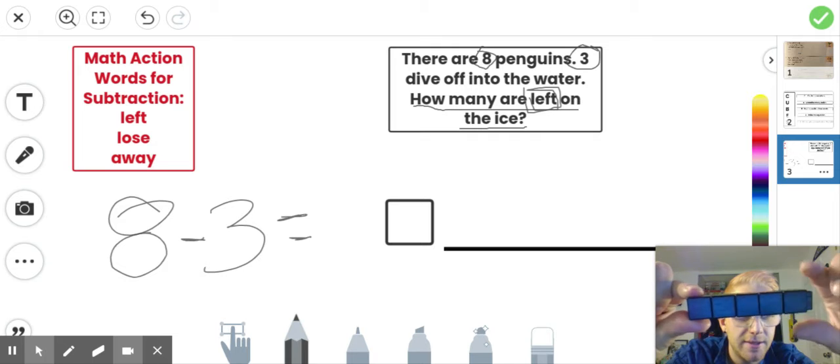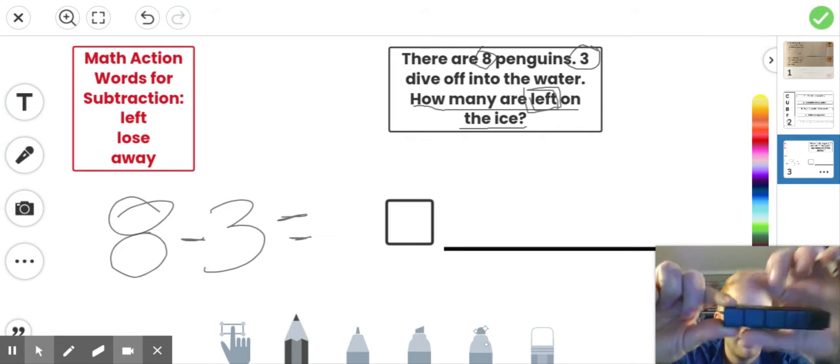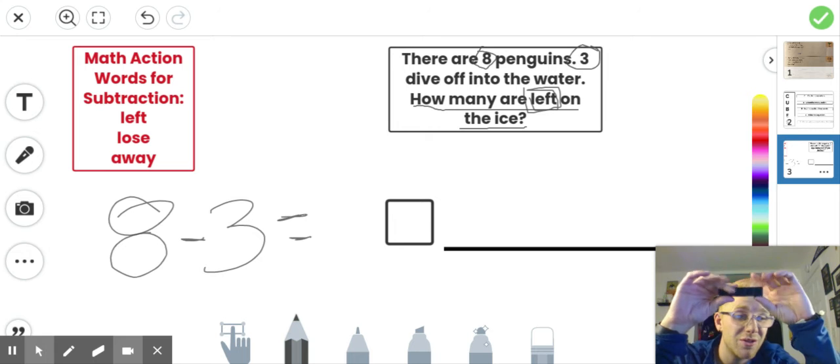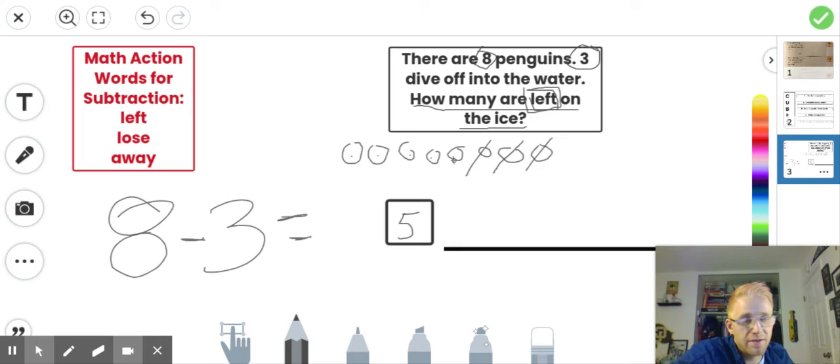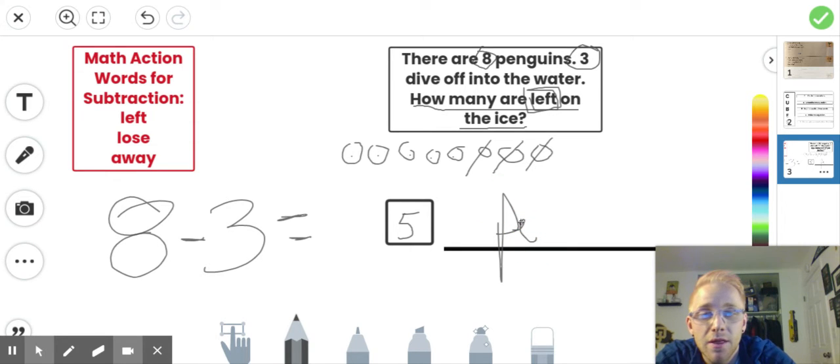Now I'm going to look at it and I'm going to see that I have 1, 2, 3, 4, 5 left. You have some pieces at home that you can use to do these here, but I used a tool here. I'm going to do 5. I am going to draw a picture though to just double check. I'm going to draw 1, 2, 3, 4, 5, 6, 7, 8. And then I'm going to cross out 3, 1, 2, 3, leaving me with 1, 2, 3, 4, 5. 5. Now, what was I working with? Bananas, chickens, apples? I'm working with penguins. Gotta always remember that I need to have my label.